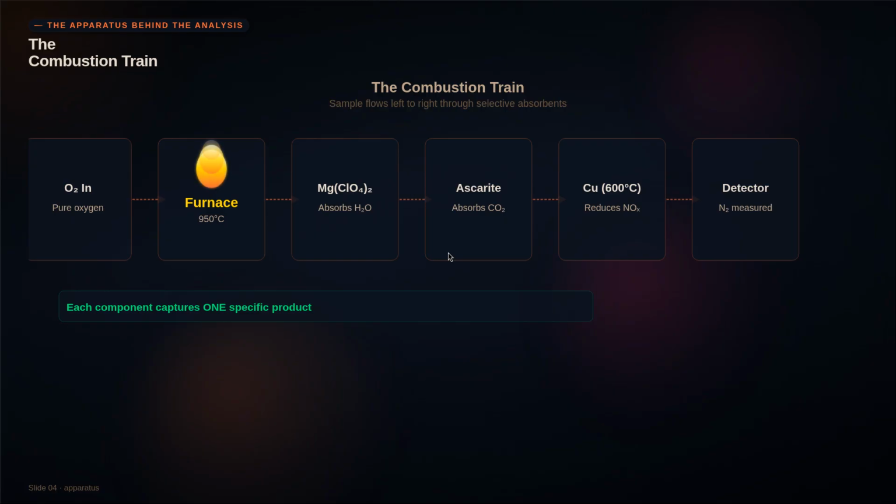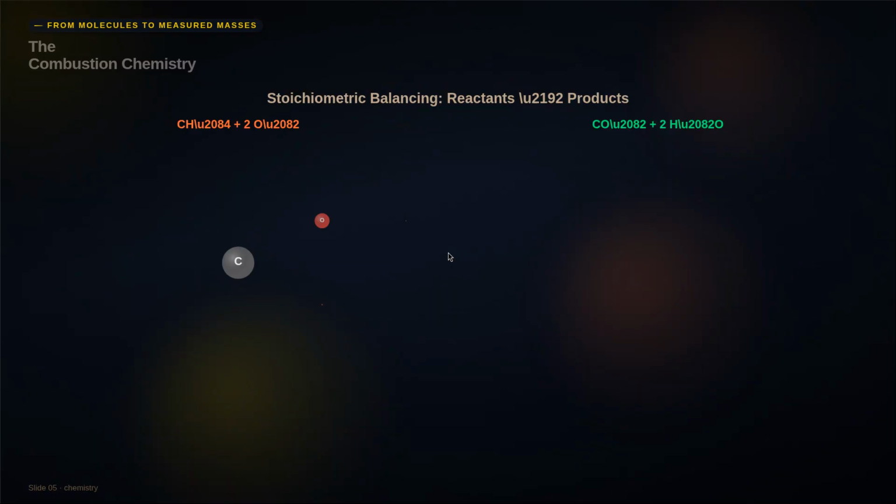Next, the dry gases pass through a tube packed with ascarite, sodium hydroxide on an inert support, which absorbs carbon dioxide by forming sodium carbonate. The increase in mass of this tube gives the mass of carbon dioxide produced. If the compound contains nitrogen, a final section packed with copper metal reduces any nitrogen oxides to nitrogen gas. For sulfur analysis, the sulfur trioxide produced is absorbed on zinc oxide. Halogens are captured on a silver wool plug, forming silver halides. The entire train is a masterpiece of selective chemical trapping.